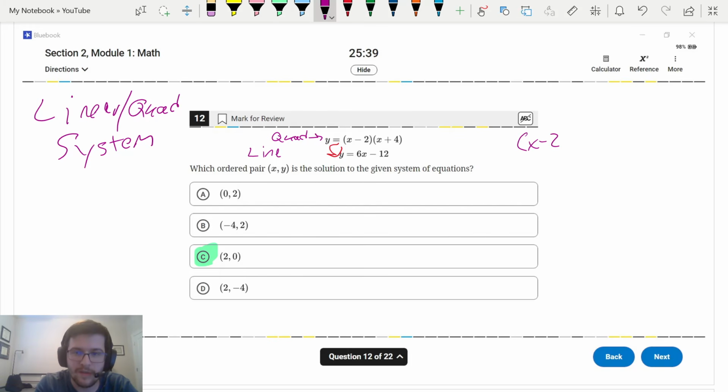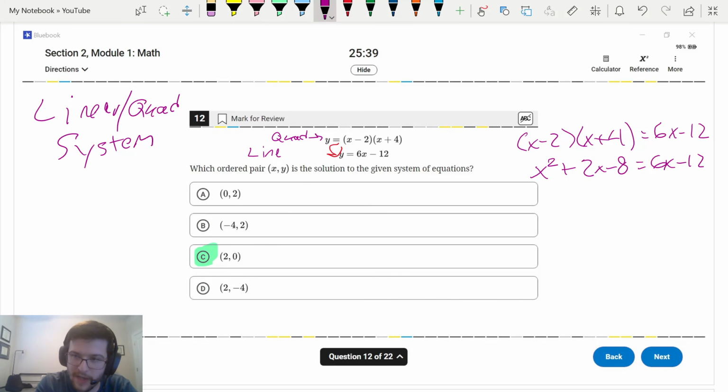So I'm going to do that. I get x minus 2 times x plus 4 equals 6x minus 12. And now I FOIL, and I get x squared plus 2x minus 8 equals 6x minus 12. Again, you do x squared plus 4x minus 2x minus 8, and then you combine the like terms. Now I move all the terms to one side. So I'm going to subtract 6x, and then add 12. And you should get x squared minus 4x plus 4 equals 0. If you factor it, it's x minus 2 squared. So the only solution is x equals 2.